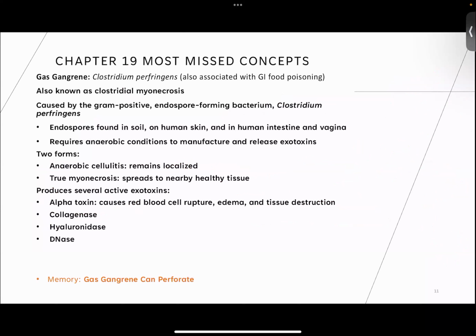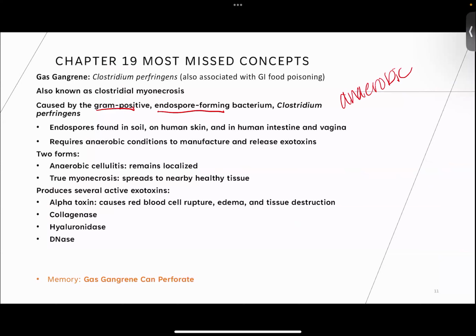All right, chapter 19, concept for gas gangrene. Gas gangrene is caused by Clostridium perfringens, a deep tissue infection. It's gram-positive, endospore forming, anaerobic, found in the soil. It can lead to the cellulitis version that stays local, or the true myonecrosis that can spread within the deep tissues into the healthier tissues. It has toxins that it makes and other virulence factors.